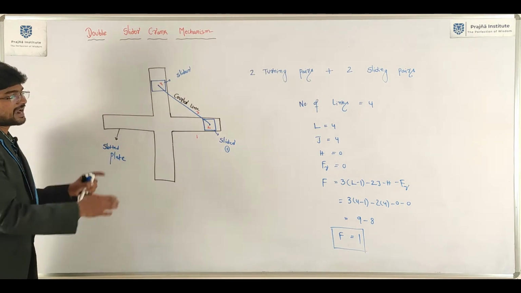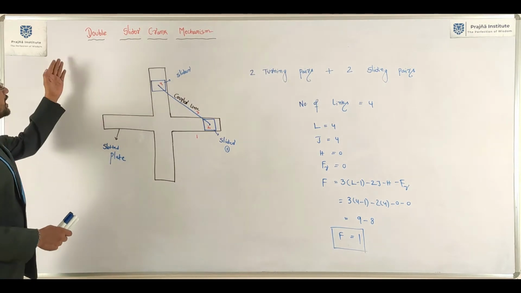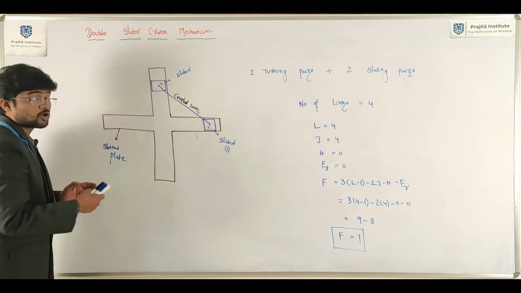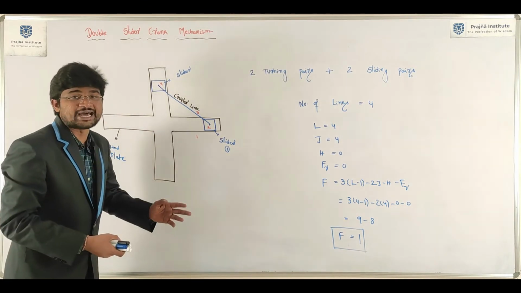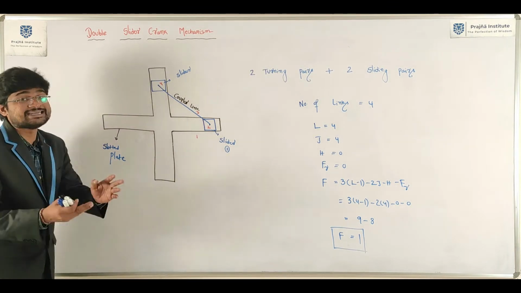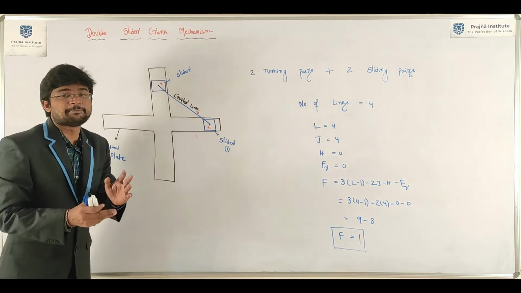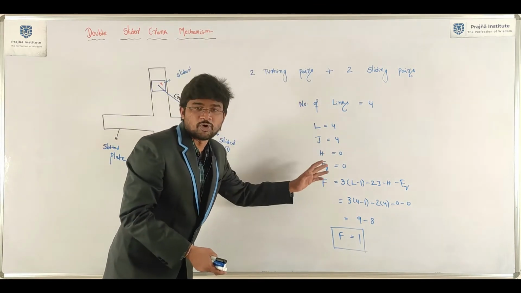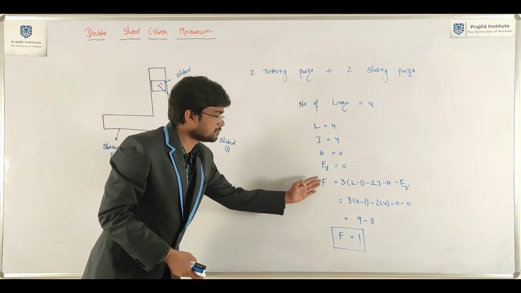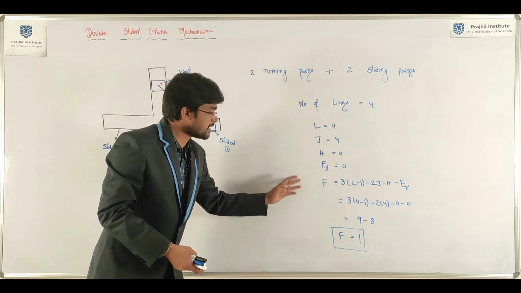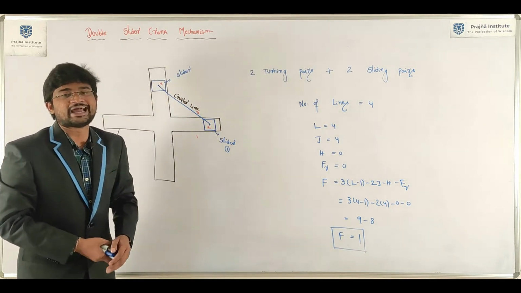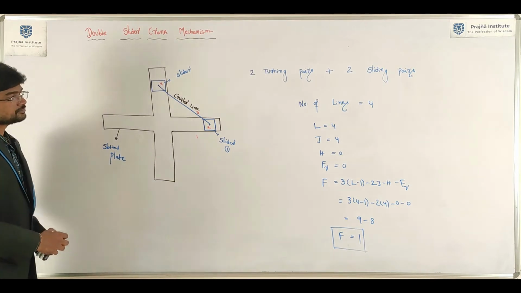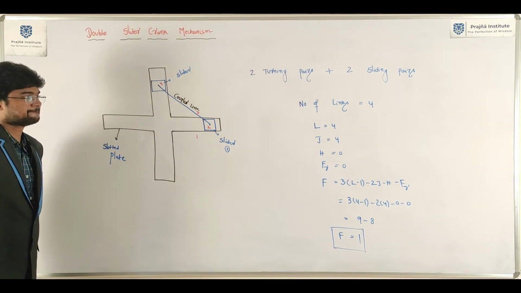First, write down up to here. Put the heading double slider crank mechanism. Draw this block diagram and observe that this mechanism contains 2 turning pairs and 2 sliding pairs. Total number of links 4. Once you apply Grubler's criterion to determine the degree of freedom, you will get 1 for the double slider crank mechanism.